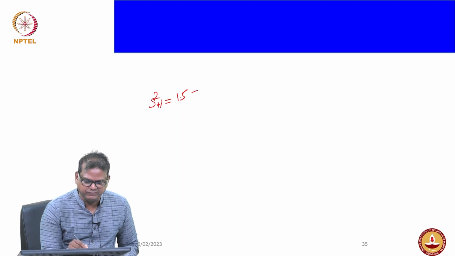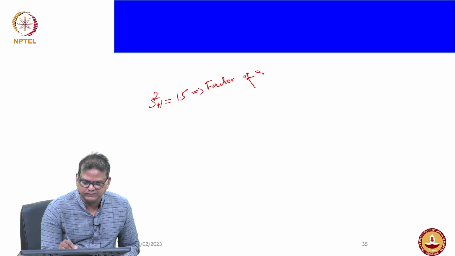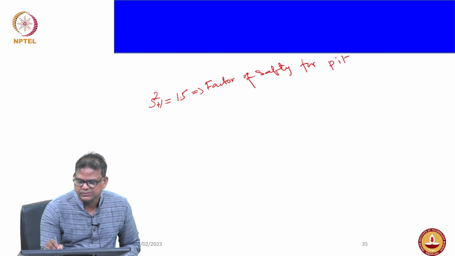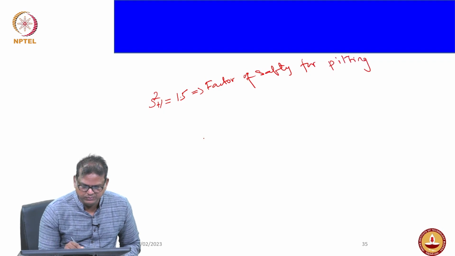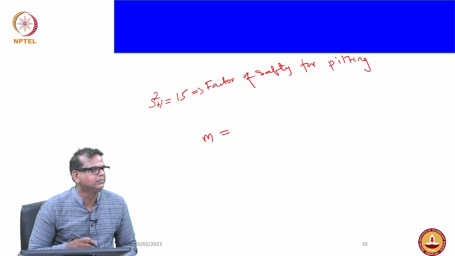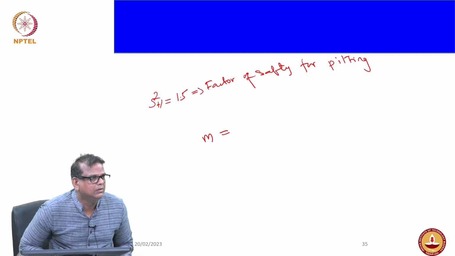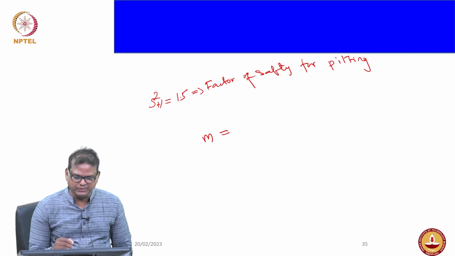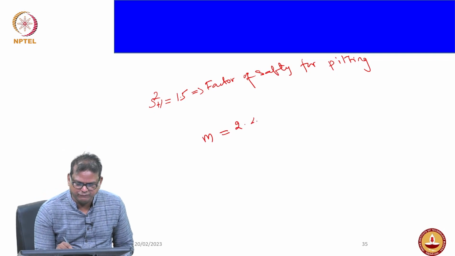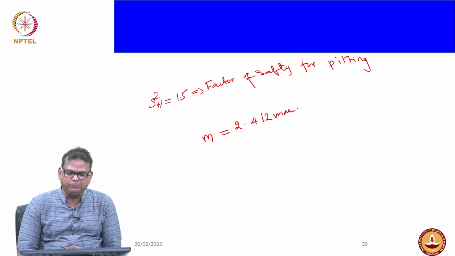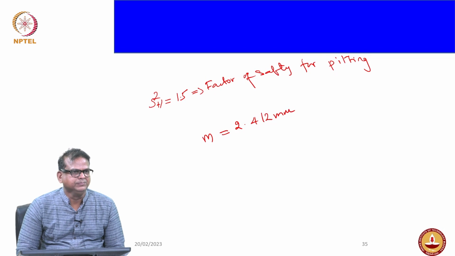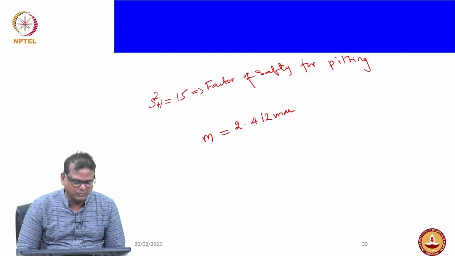So, this is a factor of safety. This is a factor of safety for pitting. Okay. So, by substituting, you would expect the module value to be something like 2.412. Okay, thank you. 2.412 is your module in millimeter, 2.412. Okay, 2.412 is the module.